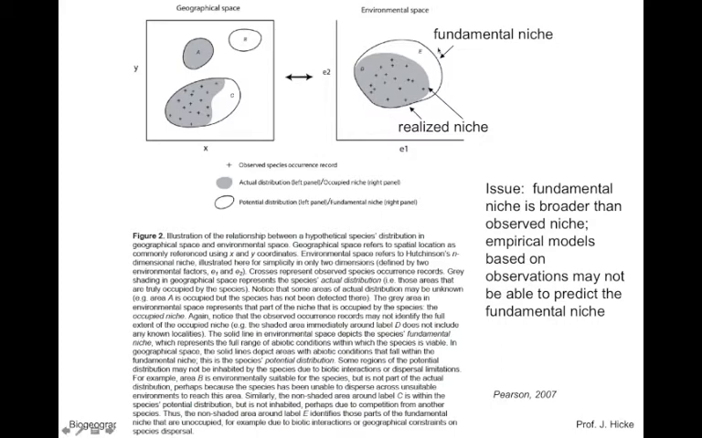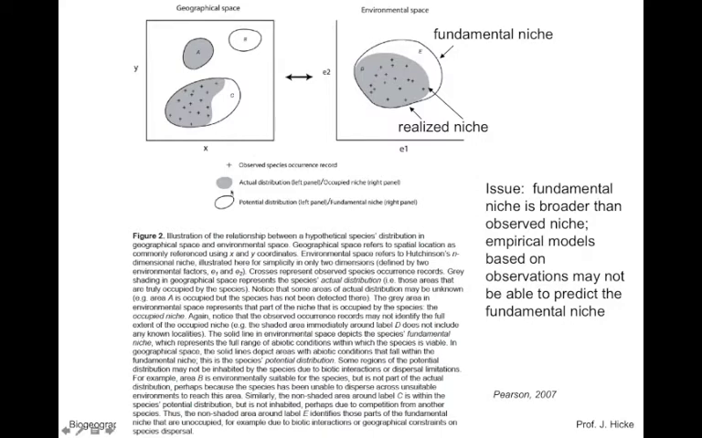Note that the fundamental niche contains or covers more environmental space than the realized niche. And again, these areas that are white, but within the polygon in E, are associated with biotic interactions.